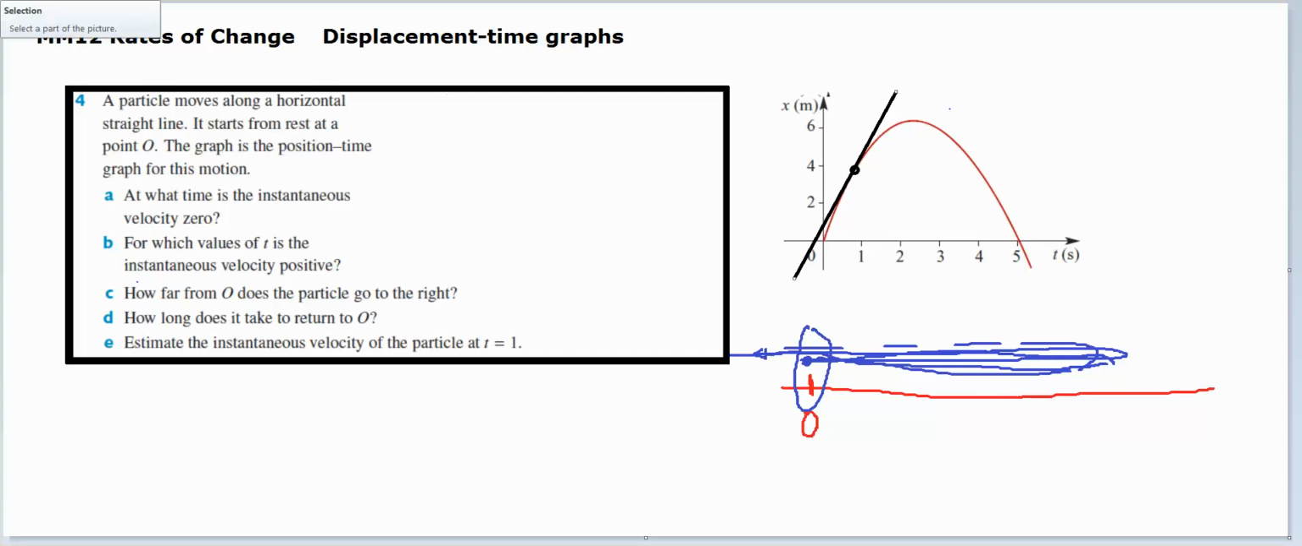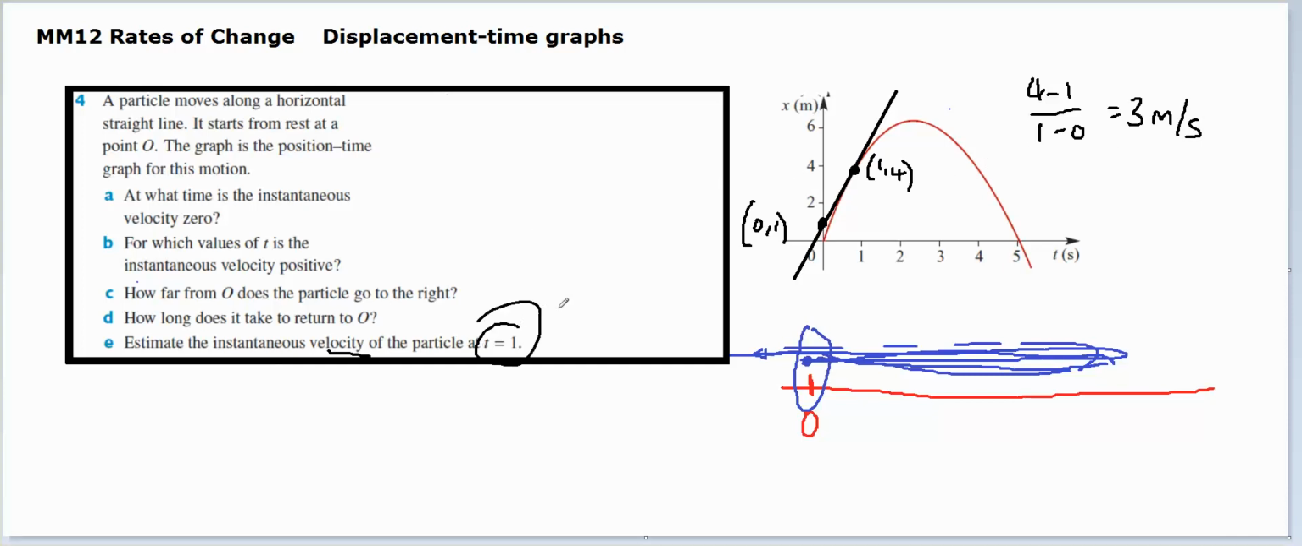What I would now like to do is to find some coordinates. So, reading along the line, I'm thinking that here it is at (0, 1), and here I'm at (1, 4). Therefore, (4 minus 1) over (1 minus 0), 3 meters per second is going to be my instantaneous velocity at t equals 1.